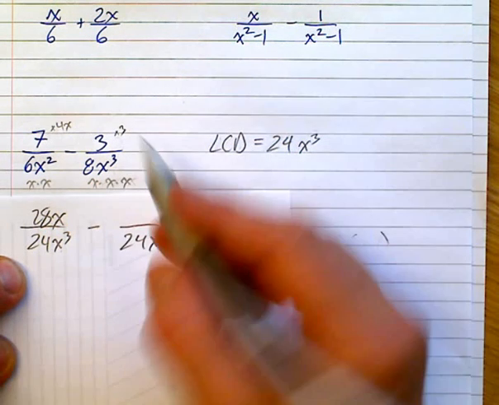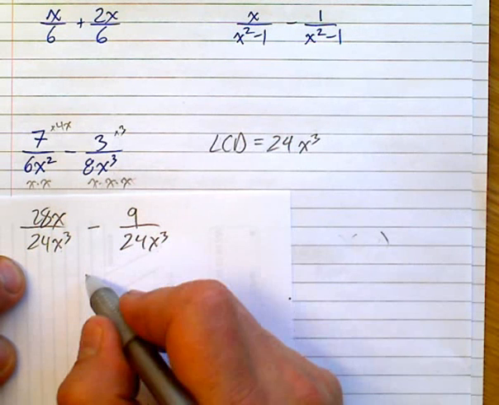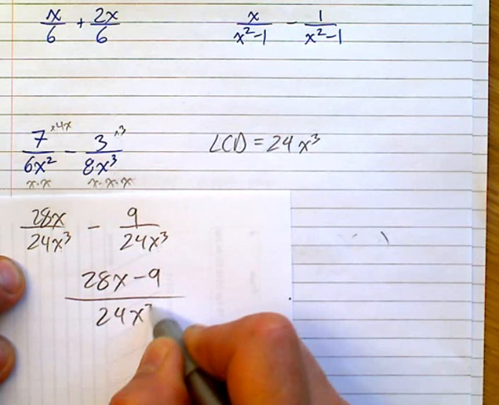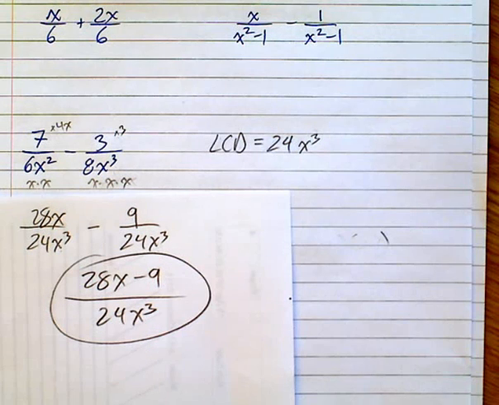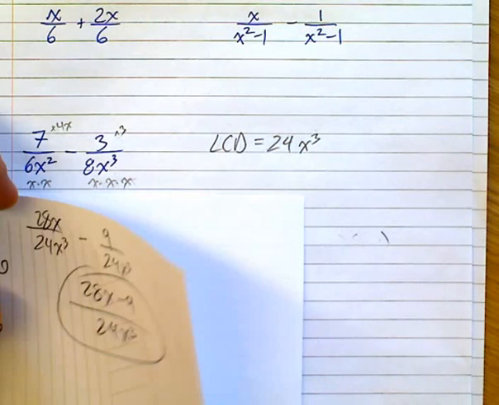3 times 3, which is 9. And so what you end up having is 28x minus 9 over 24x cubed. Then we look to see, can you simplify? And if the answer is no, then you are done. Finito. That's where we stop. All right? Let's look at another one.